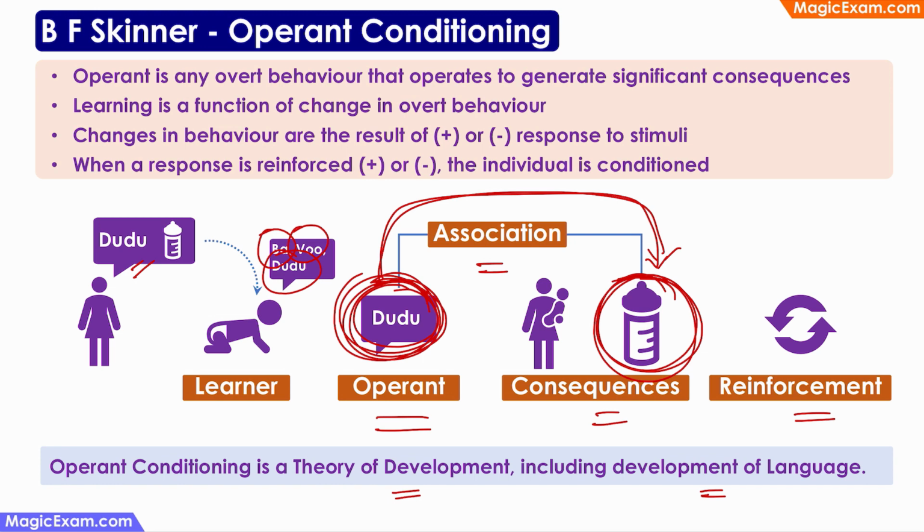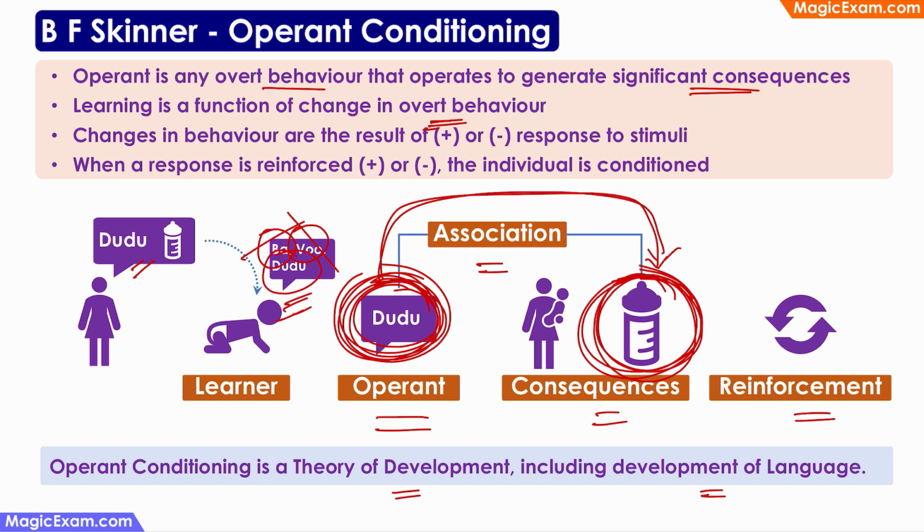And operant is an overt behavior that operates to generate a significant consequence. So here the operant is saying these words and the consequence is the result. And learning is a function of change in overt behavior. That is, initially the child would say ba and he sees that nothing happens. He says woo and nothing happens, but he says duddu. Then he gets milk. So he is learning to change his behavior. He realizes that ba and woo don't lead to anything, so there is no point in saying them. I might as well just say duddu because that leads to some consequence. So his behavior is changing because of the consequence.